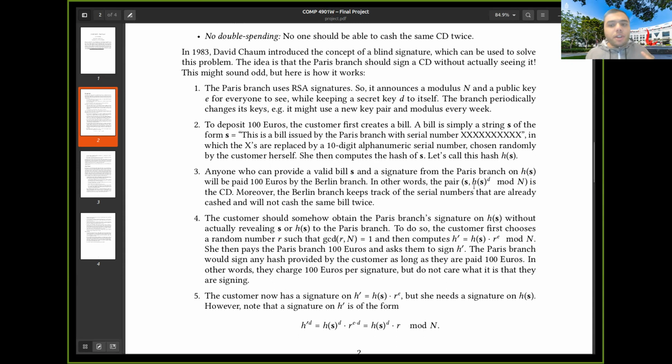And when we were talking about signatures in RSA, we said that to sign something, you just raise it to the power of D. So the signature would just be the hash of S to the power of D. And of course, all the calculations in RSA are modulo N. So if someone can give these two things to the bank, then the bank will pay them 100 euros.